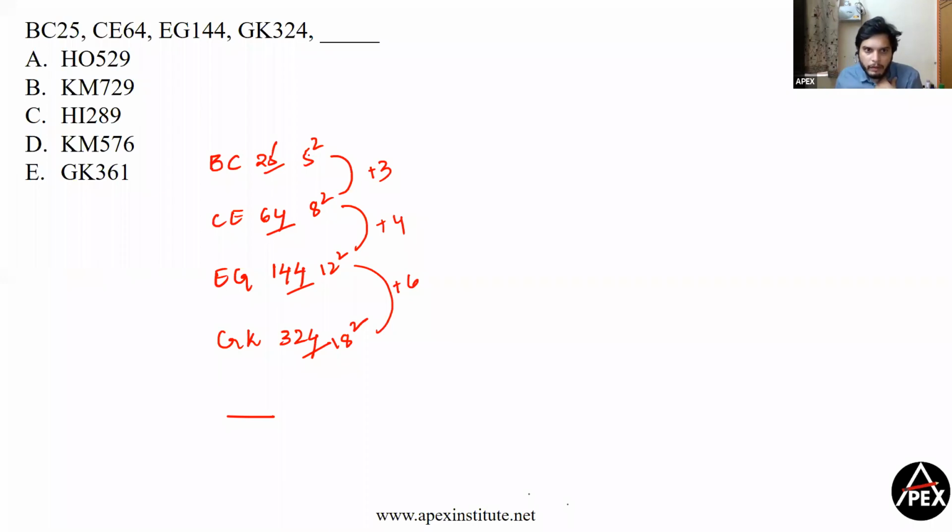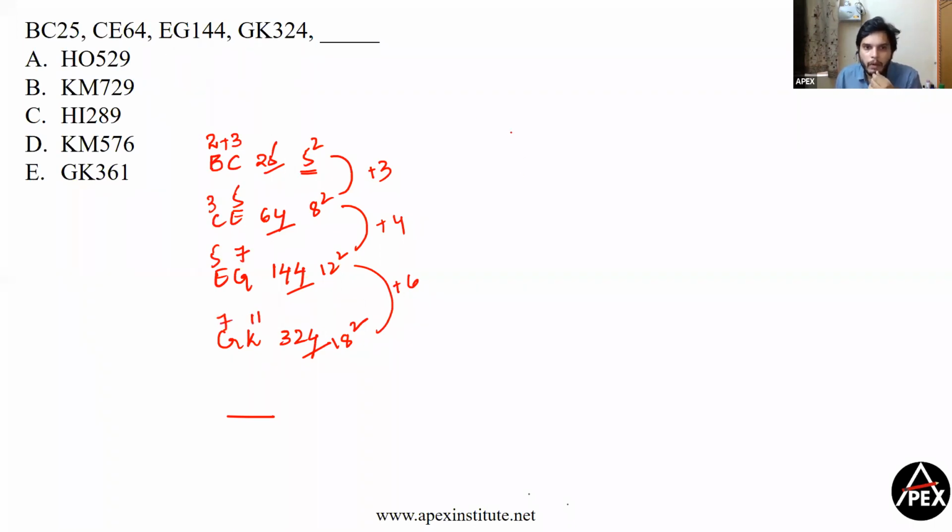How did we get 5 here? The number corresponding to B is 2, C is 3. So 2 plus 3 is 5. That will be my second observation. Now I will find out whether the logic that I have assumed is consistent with other terms or not. So C is 3, E is 5. Perfect, 8. E is 5, G is 7. Perfect. So G is 7, K is 11.